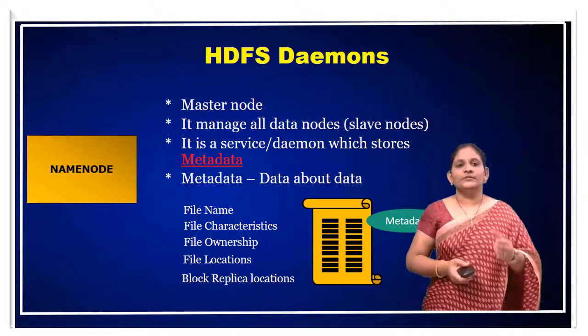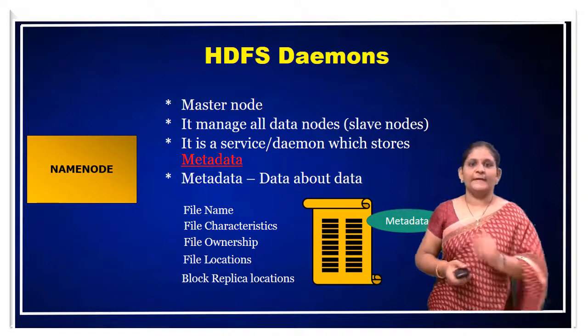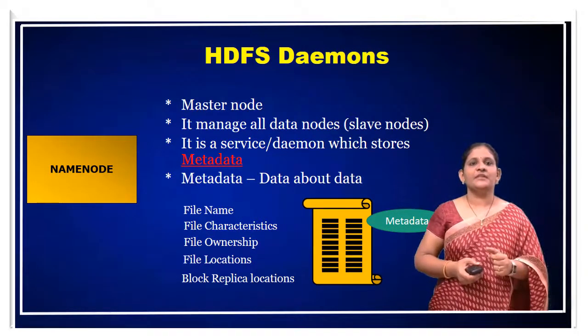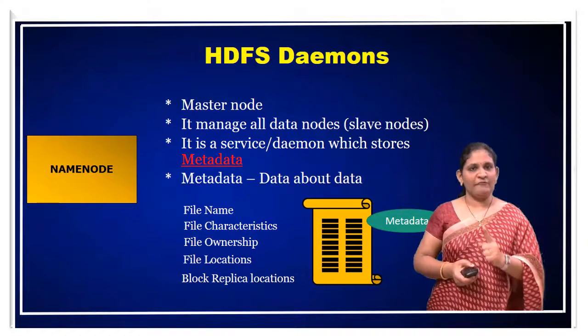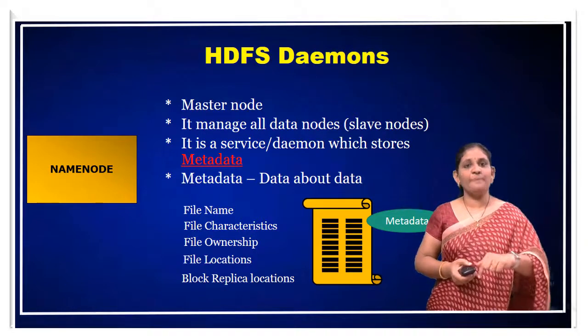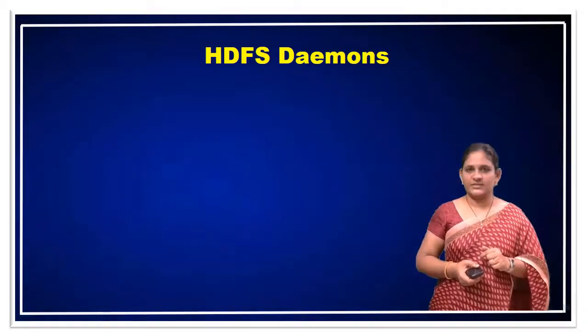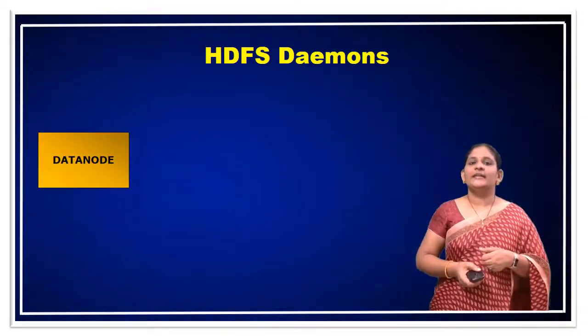Okay. The name node maintains the metadata. This is the task of the name node. There will be only one name node. That one name node will be running in the master machine. Fine. Next, let's go to the next daemon, that is the data node.